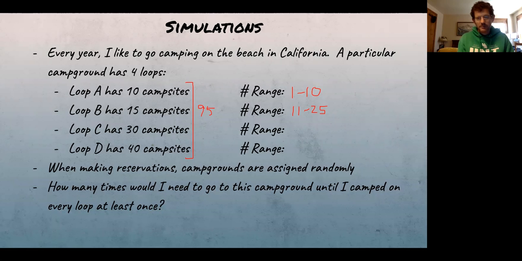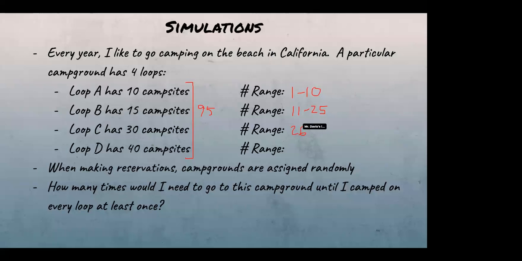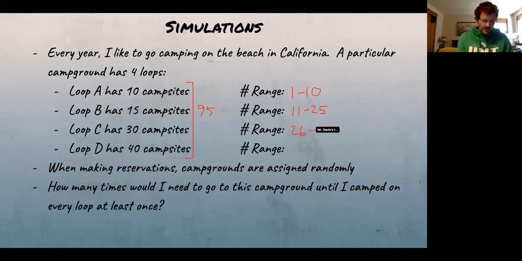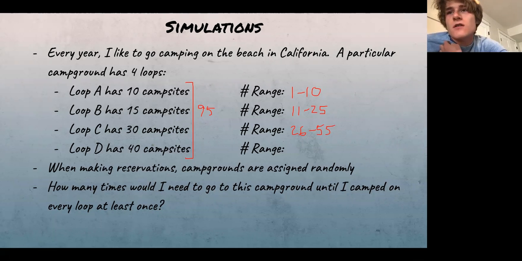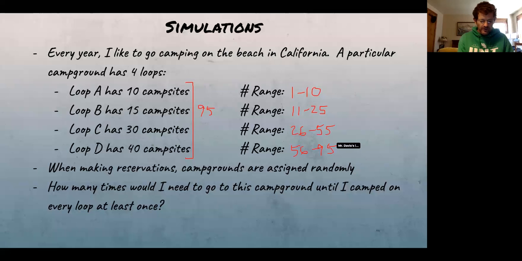So what is loop C going to be? What range is that going to have? 26 to 55. There it is. And then loop D is going to be what? 56 to 95. There it is. Now, there was nothing special about this particular arrangement. I could have switched it up. I could have started with loop D and called that 1 to 40 and then labeled everything else. But this works as a way of doing it.